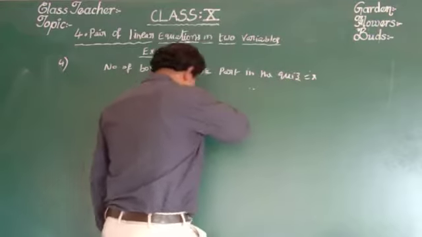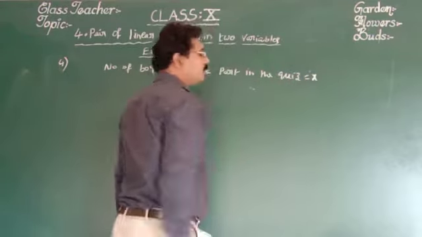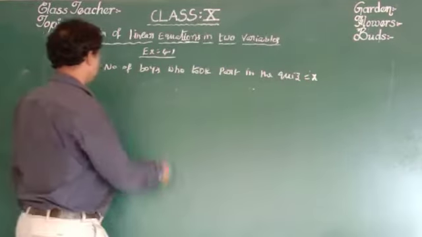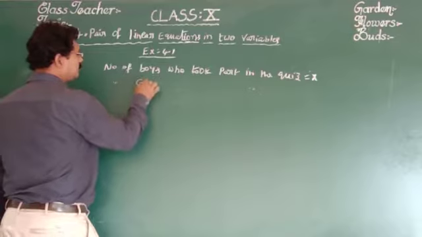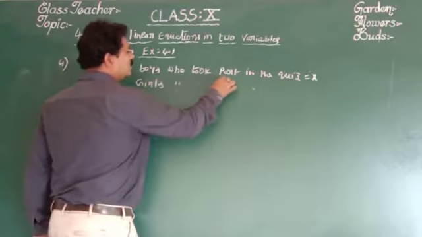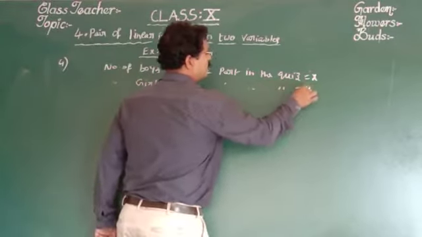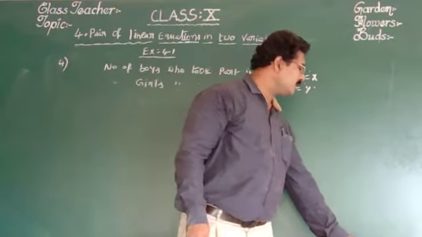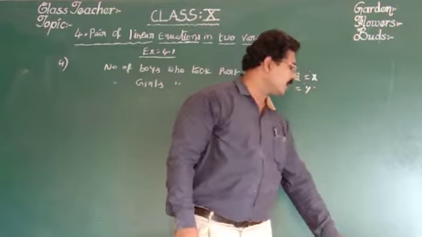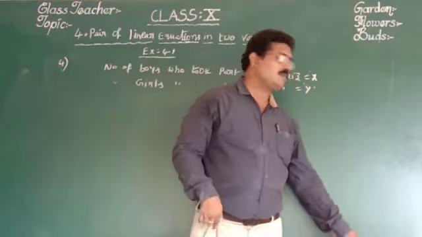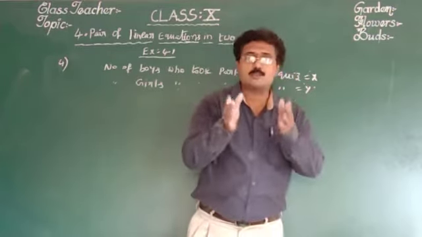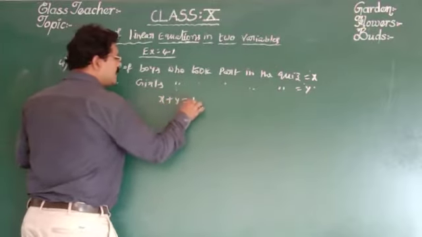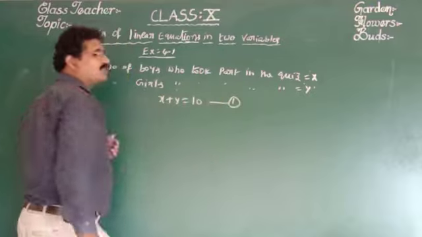Let the number of boys who took part be x, and the number of girls who took part in the quiz be y. Now, 10 students took part, that means 10 students participated. So first of all, x plus y is equal to 10. Call it equation number 1.